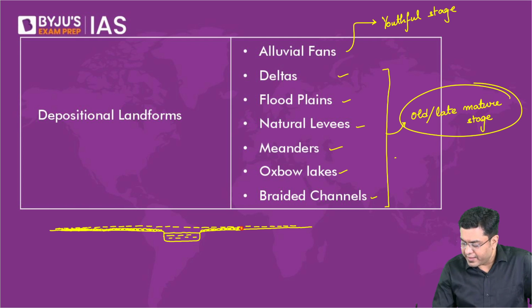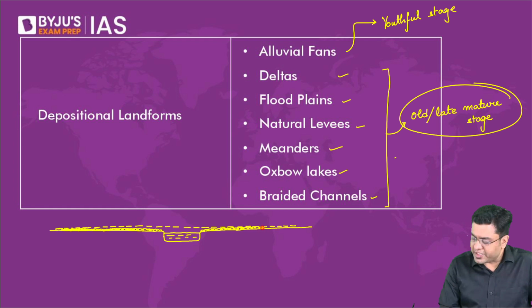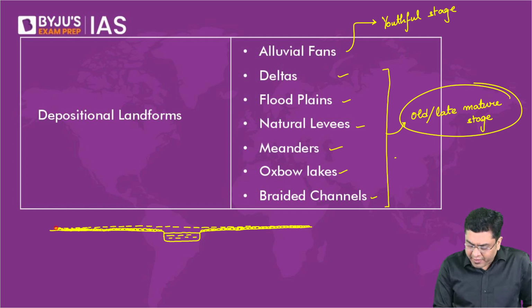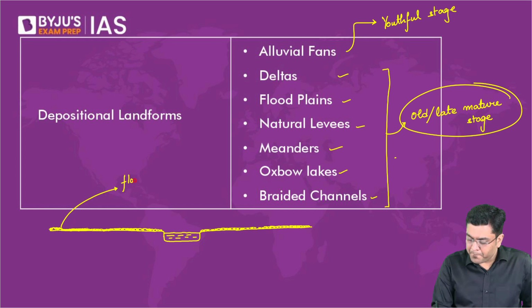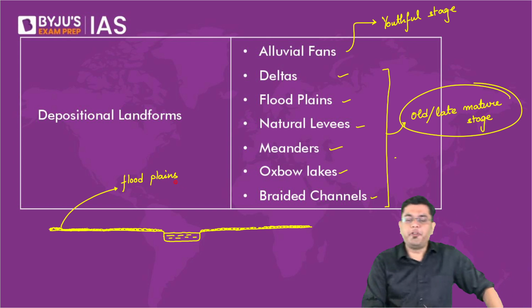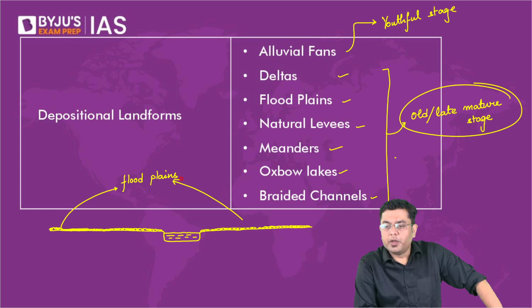And eventually the flood waters will recede and the river will come to its own natural flow, but it will leave behind these deposits. These deposits carried by the river are what you refer to as the floodplain of a particular river.